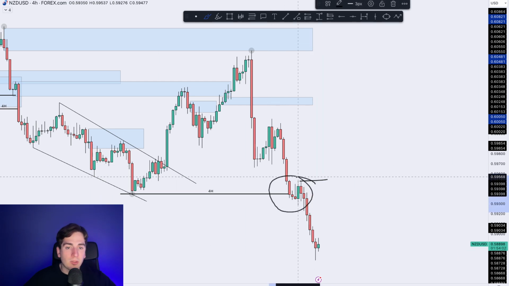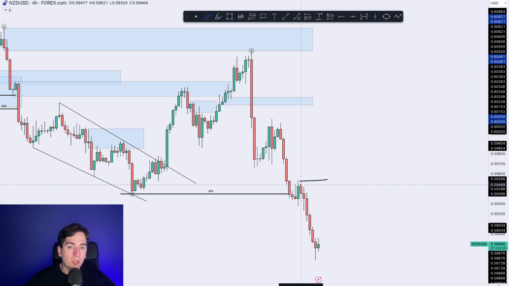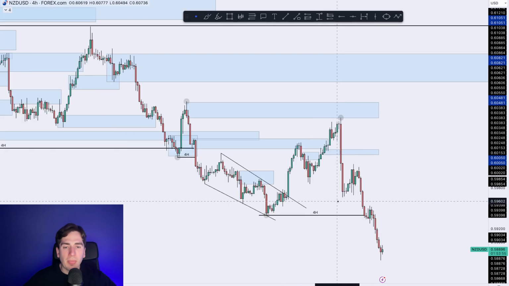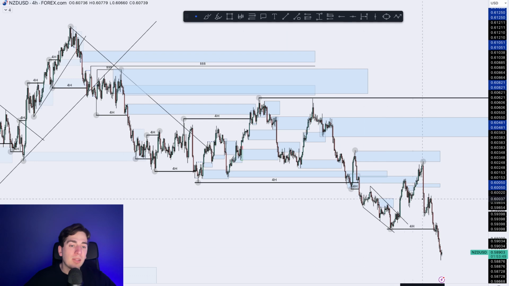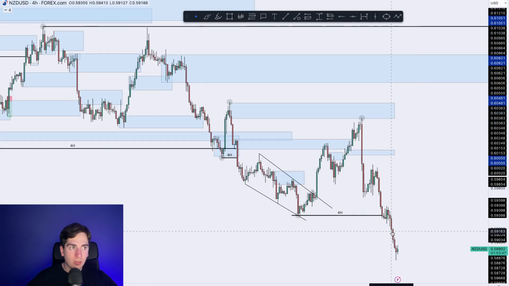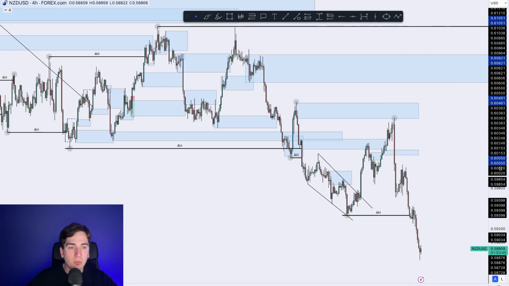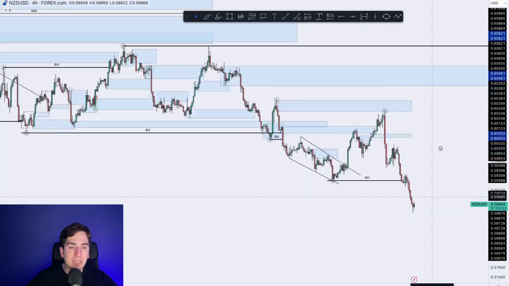Obviously, we had some change of character over here. So it was like a potential long to be taken over there. But again, not really high probability due to there not being any, let's say, high conviction area of demand over there. Hence why I wasn't personally a fan of trading this. It was also Monday, so hence why I also said yesterday, let's wait and see what happens.